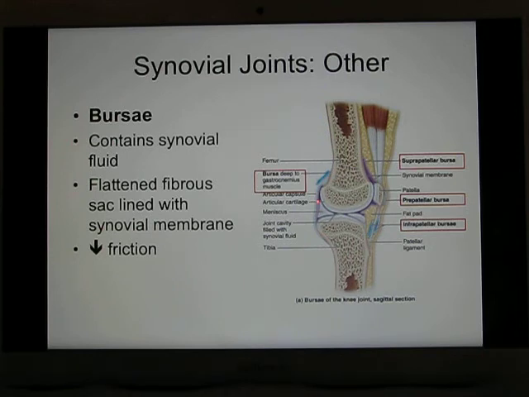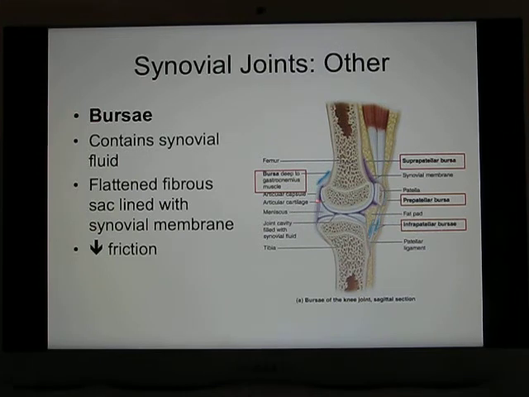Okay, let's look at the other structures in a joint. Bursa. Bursa are, I call it like the bubble wrap. So if you order something from Amazon, they have the bubble wrap. Okay, these are the bursa. They are connective tissue covered with synovial fluid, and the function is to reduce friction.